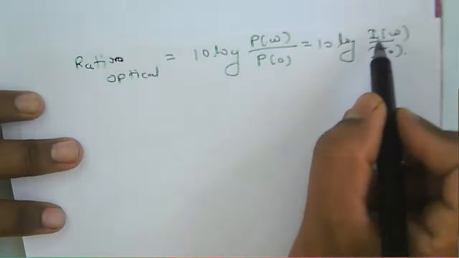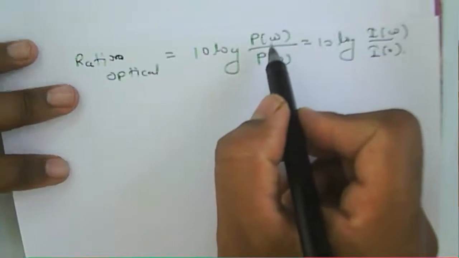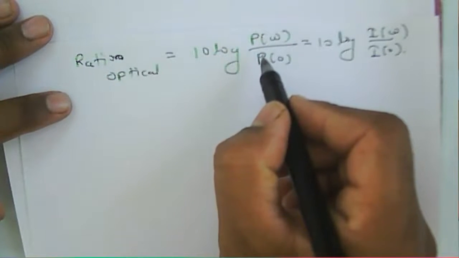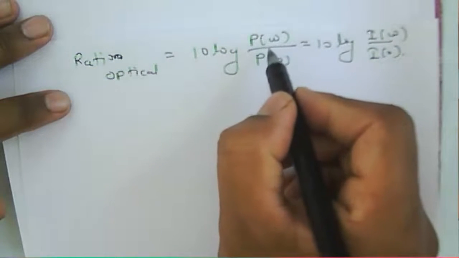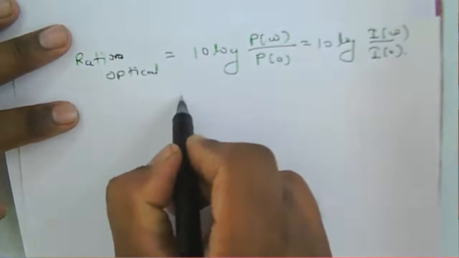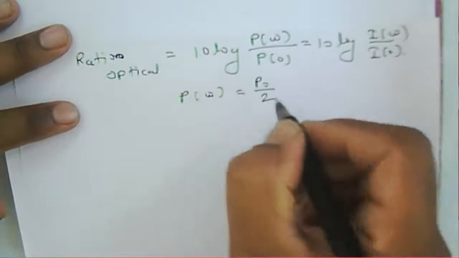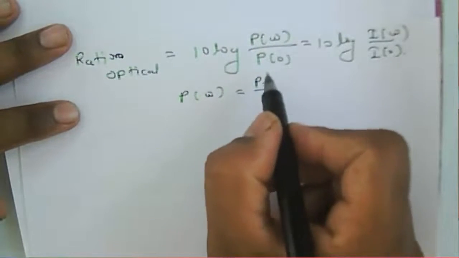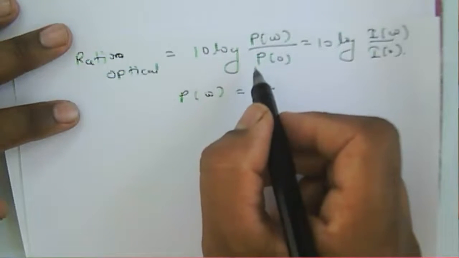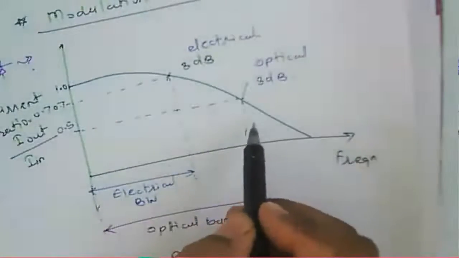This is about I of W, or sorry, P of W is nothing but what? The power generated, the electrical power. Or that is nothing but the 3 dB power. And this P of W is nothing but P0 by 2, because we consider the 3 dB optical power there. So that's why we can define the optical bandwidth as the 3 dB point.